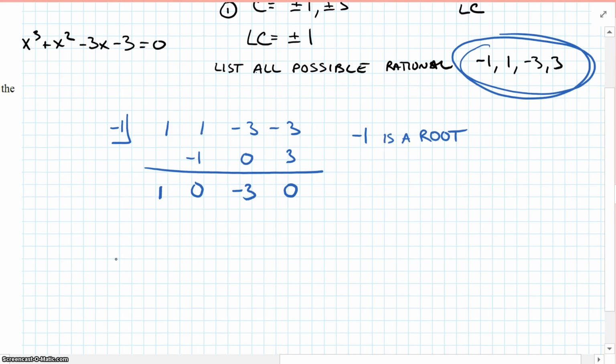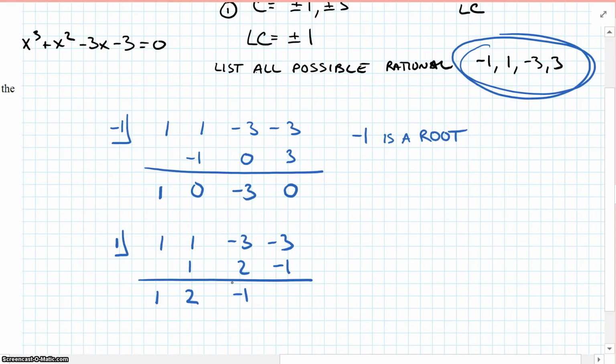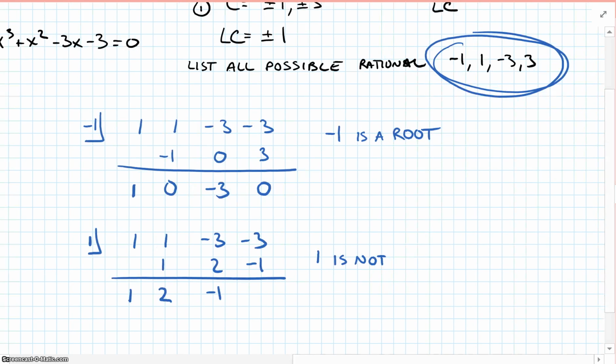Let's try 1. Again, just dropping down the coefficients. Drop the first one. 1 times 1 is 1. 1 plus 1 is 2. 1 times 2 is 2. -3 plus 2 is -1. -1 times 1 is -1. So 1 is not a root. And then we can go through and do all of them, which we will.